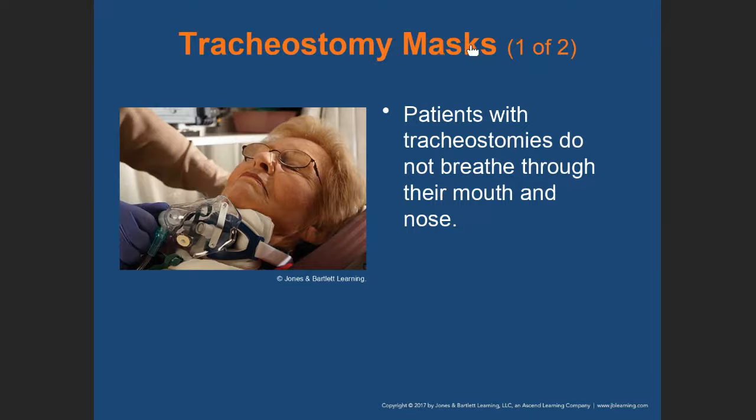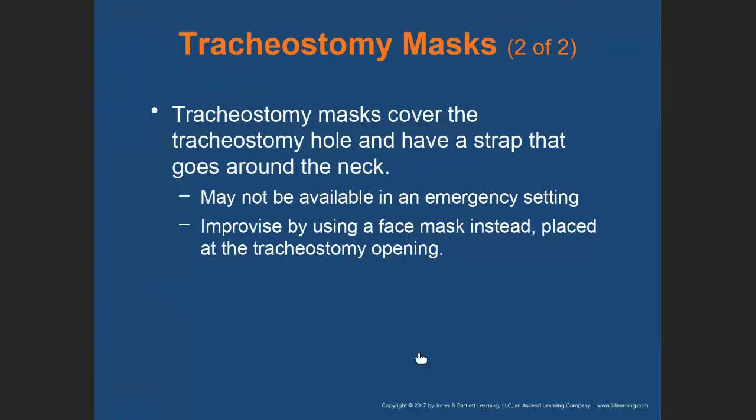All right, now the tracheostomy mask. Patients with tracheostomies do not breathe through their mouth and nose. They breathe through the tracheostomy opening, and the opening is right where the cricothyroid membrane is. So they have a hole in the neck, and a tracheostomy tube is in that opening. The tracheostomy mask covers the tracheostomy hole and has a strap that goes around the neck. It may not be available in an emergency setting. You can improvise by using a face mask instead and placing it at the tracheostomy opening.